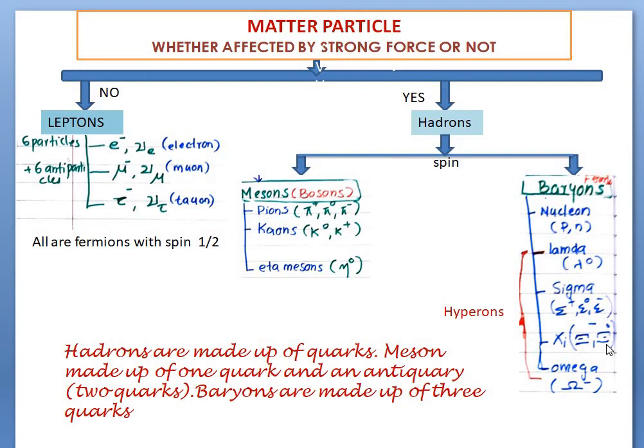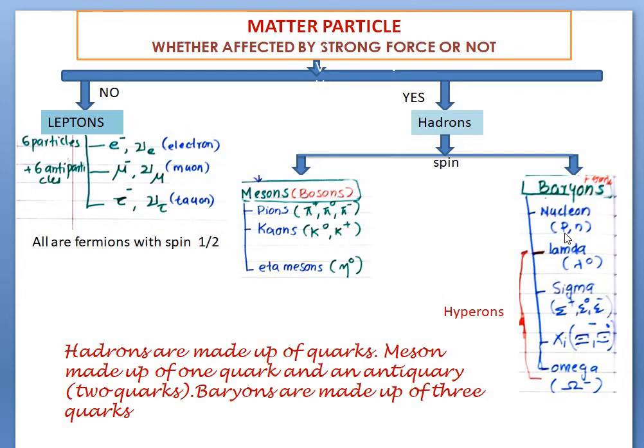And there are also a lot of members in this family. We will study only these important members. They are not closed. Closed means no addition is possible. They are not closed, which means there are a lot of members. We will study only a few members. They are nucleons, lambda particle, sigma particle, psi particle, omega particle.